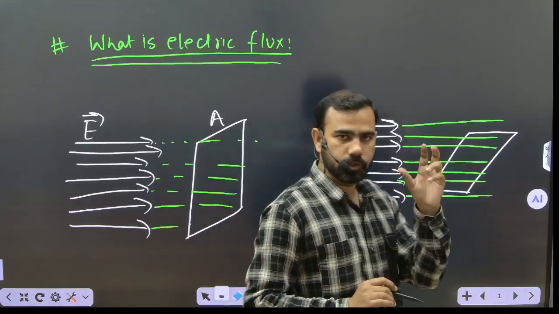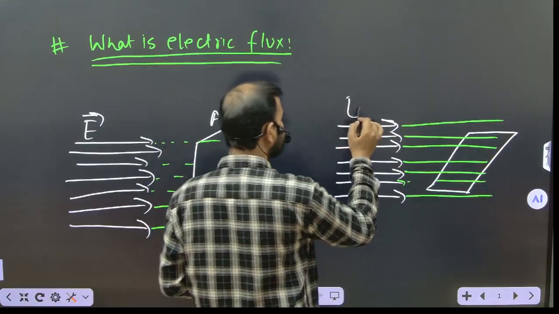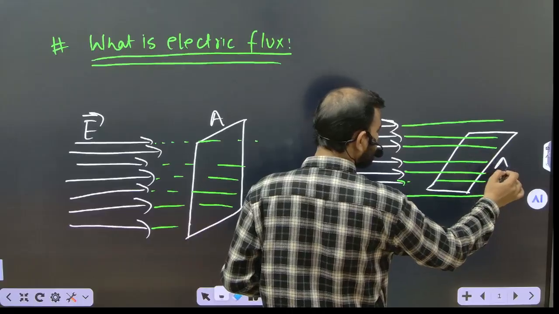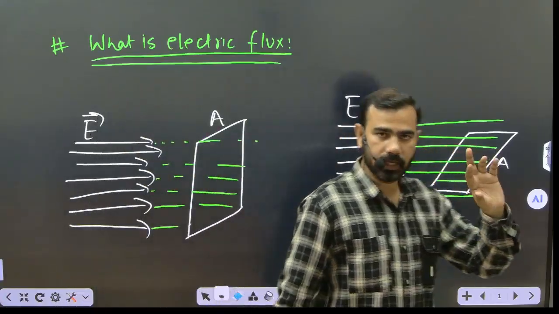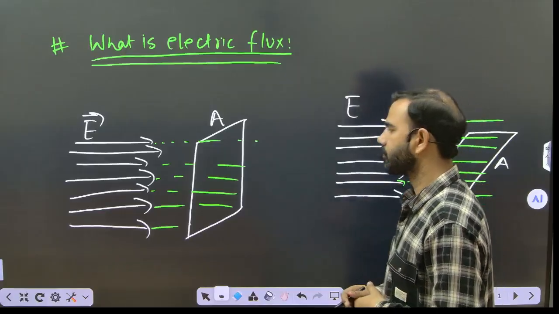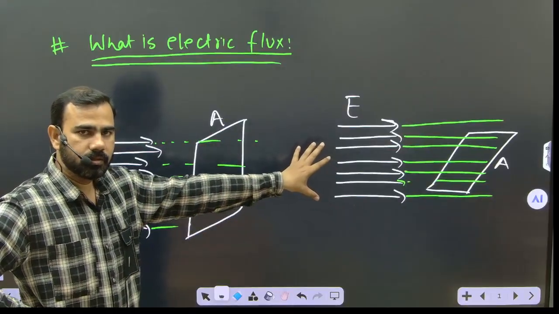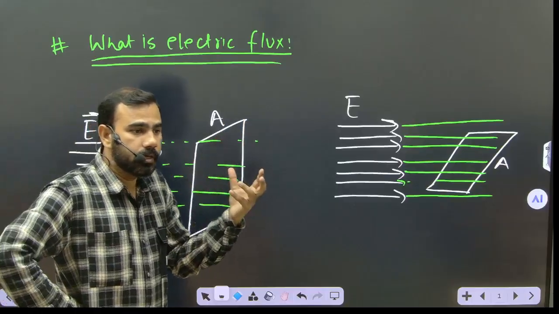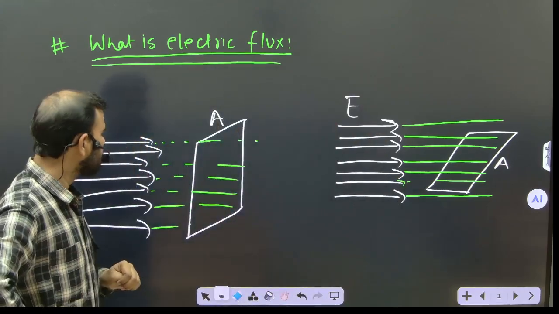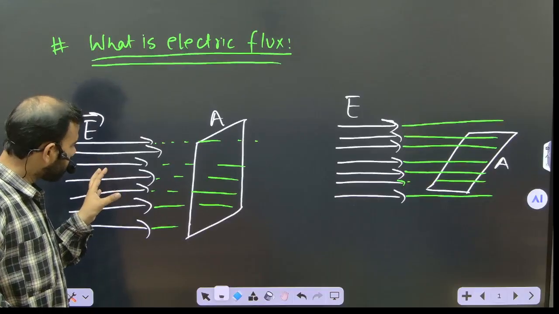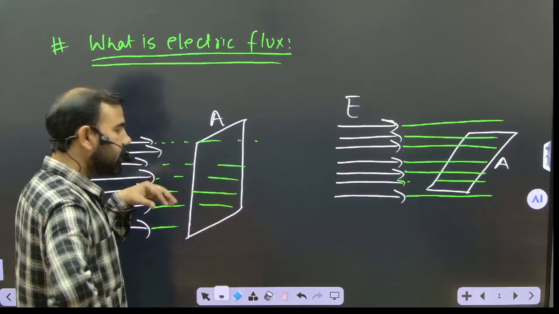The magnitude of the area and the electric field are the same. Here the electric field is E, and here also the magnitude of area is A. But the orientation or arrangement is different. So if we increase the number of electric field lines, or the electric field, then the electric flux will also increase, because electric flux is the number of electric field lines crossing any surface.